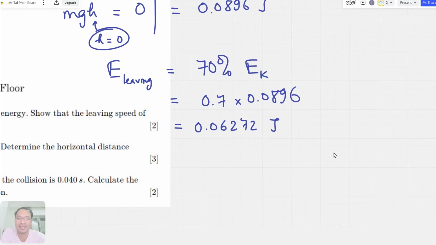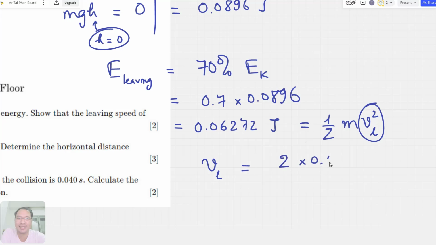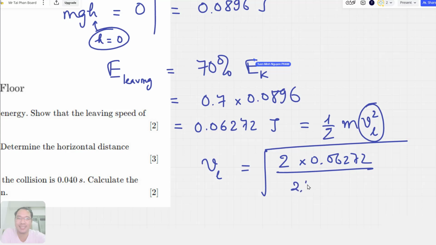Okay, this leaving energy is actually only the kinetic energy, 1/2 mv squared with the leaving speed. Again, the height from the surface is also 0, just the instant that it starts leaving the floor. And therefore, just solve this simple equation, we can find the leaving speed. Leaving speed is the square root of 2 times its energy, 0.06272, divided by the mass. The mass is 2.8 gram, times 10 to the -3, converted to kilogram.